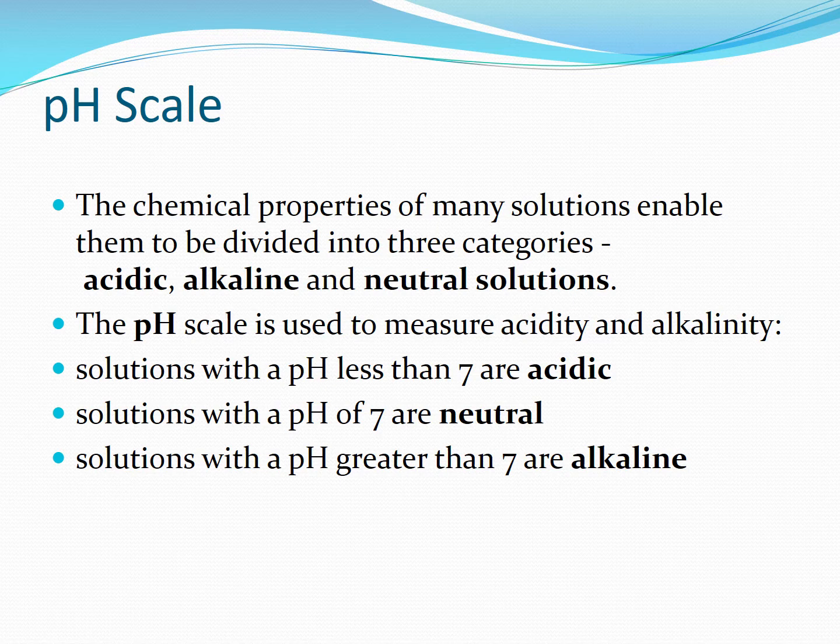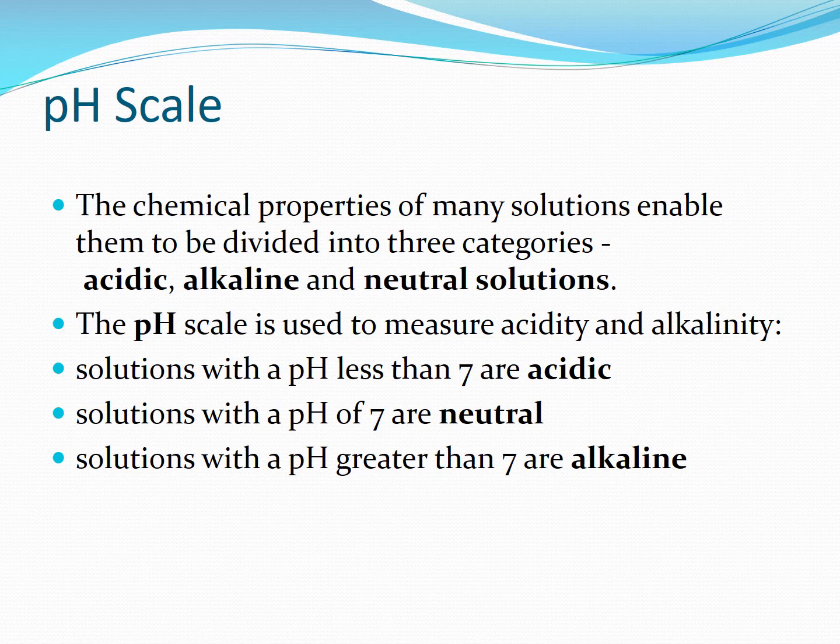Now the pH scale. pH stands for the power of hydrogen ion concentration. The phrase power of hydrogen ion is abbreviated to give the symbol pH. We know the chemical properties of many solutions enable them to be divided into three categories: acidic, alkaline and neutral solutions. The pH scale is used to measure the acidity and alkalinity of solutions, that is, how acidic an acid is and how alkaline an alkali is.